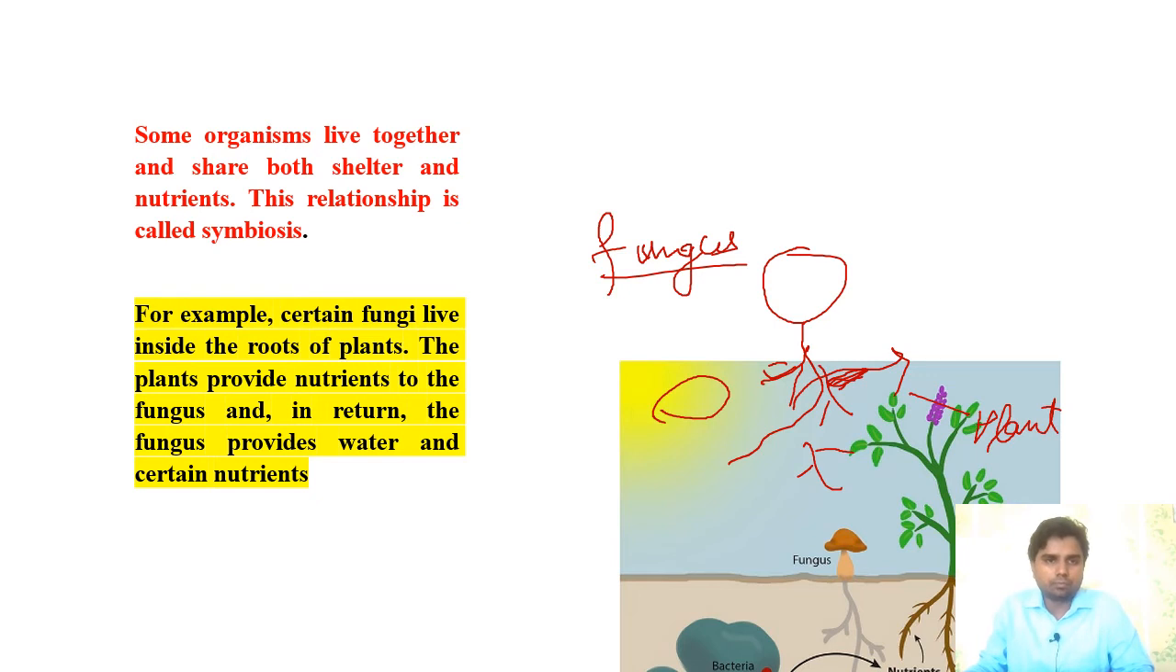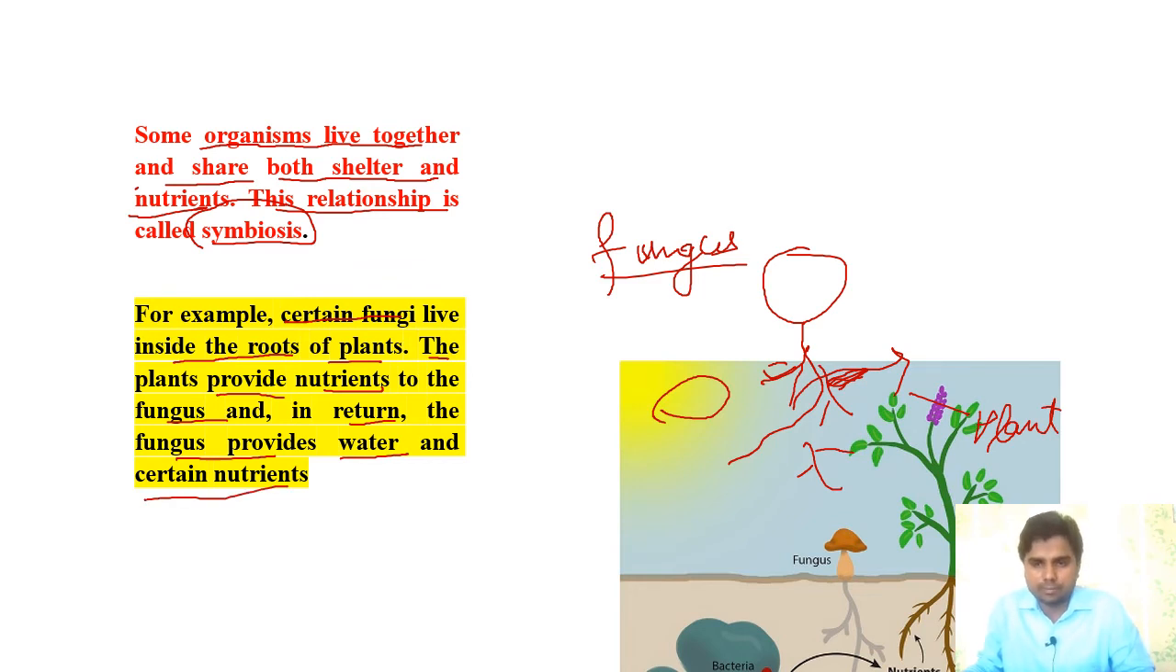Okay. So some organisms live together and share both shelter and nutrients. This relationship is called symbiosis. For example, certain fungi live inside the roots of plants. The plant provides nutrients to the fungus, and in return the fungus provides water and certain nutrients to the plant. So in this way both live together and help each other.